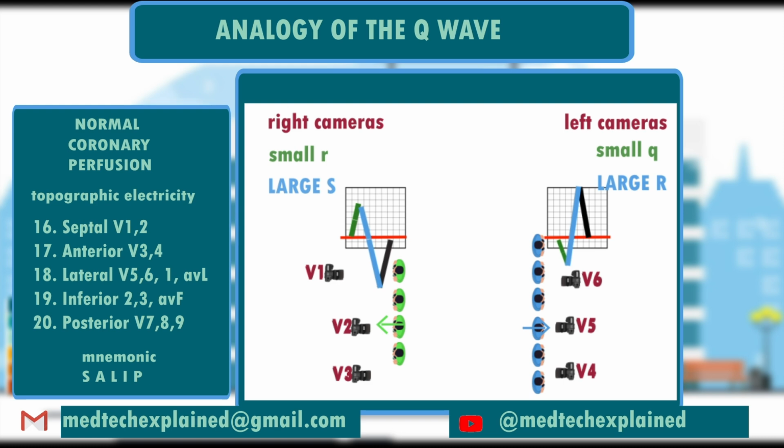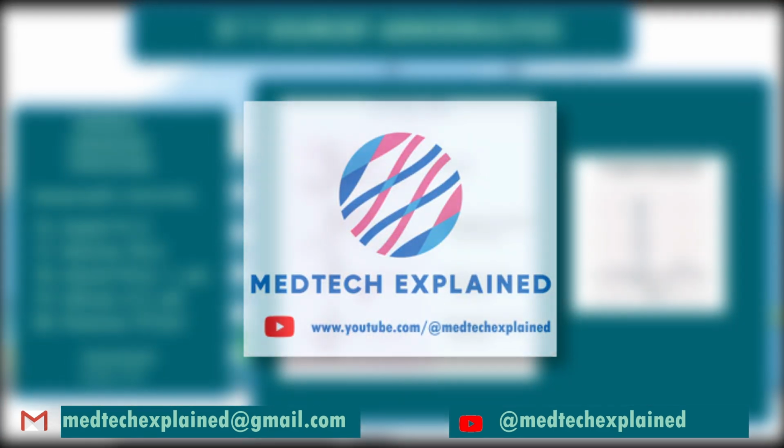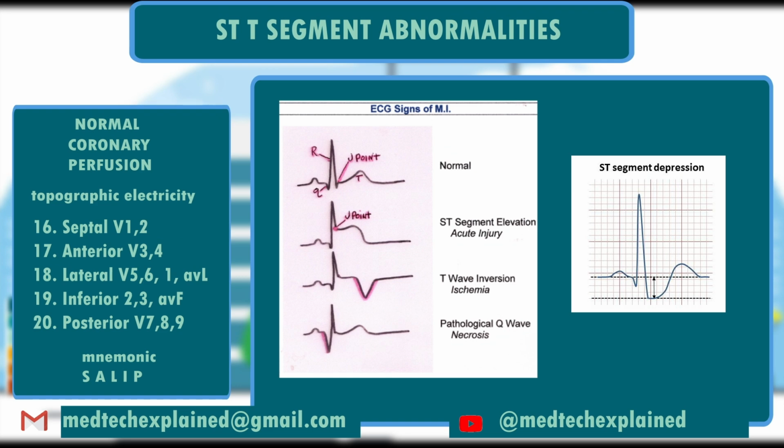Let's now move to the next part, Part 19D. 19D, ST segment and T wave. So now we will look for the ST segment abnormalities. But first, what is the normal ST segment? It should not be above or below the isoelectric line.